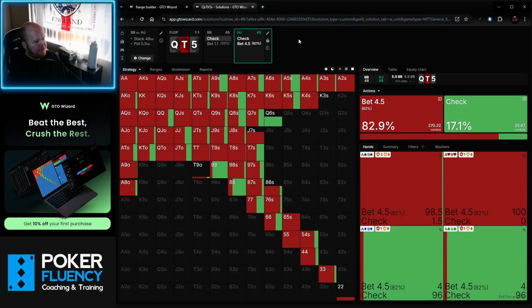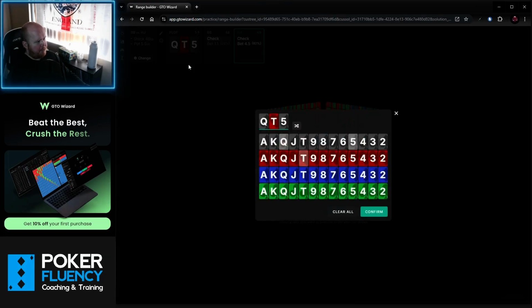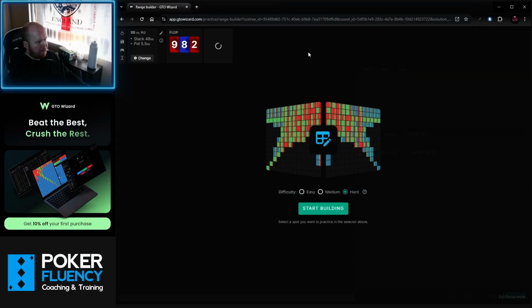So what I'm going to do is test myself on a spot that I haven't seen. So I'm going to hit the board texture. I'm just going to click random. 9-8-deuce is a good board. Okay. This is the board we're going to go to.